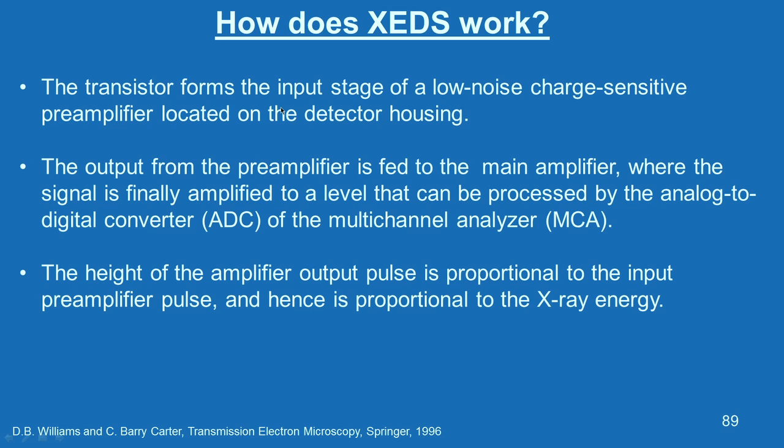The transistor forms the input stage of a low noise charge sensitive preamplifier located on the detector housing. The output from the preamplifier is fed into the main amplifier, where the signal is finally amplified to a level that can be processed by the analog to digital converter of the multi-channel analyzer. The height of the amplifier output pulse is proportional to the input preamplifier pulse, and hence is proportional to the X-ray energy.